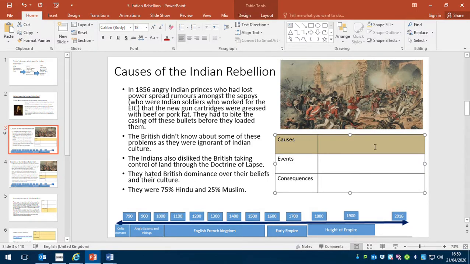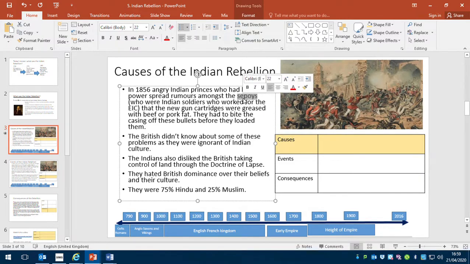Now we're going to do the yellow section first, and then we're going to go on to the events and the consequences afterwards. So take your pen and write down in your first box all the causes you can read on this screen. I'll go through them with you. So it's 1856. You can see in this picture here we've got Indian soldiers who are working for the British.